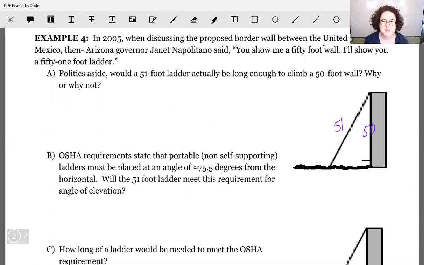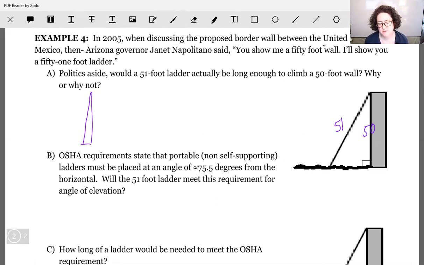Well, my diagram's not very accurate. 51 feet is not much longer than 50 feet. So that means that ladder is going to be very, very close to the ground. And so let's do parts B and C and see if we can get a better answer for this. So in part B, it states OSHA requirements.